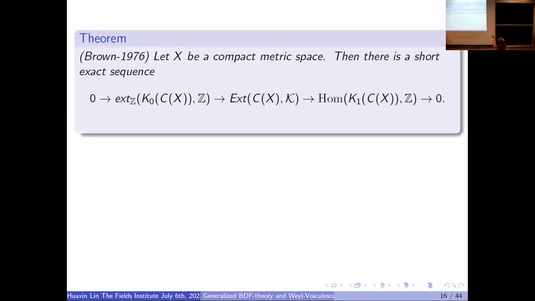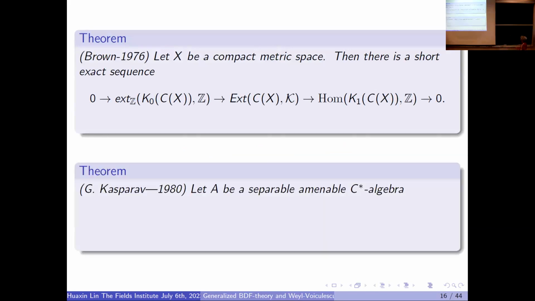So there is a theorem of Brown that says you have this UCT for extensions. And then of course I come to the Kasparov theorem. You have, let's say, a separable amenable C-star algebra. This extension group is the same as KK^1(A, K). So it sort of solves all the problems. And even you can go beyond K.